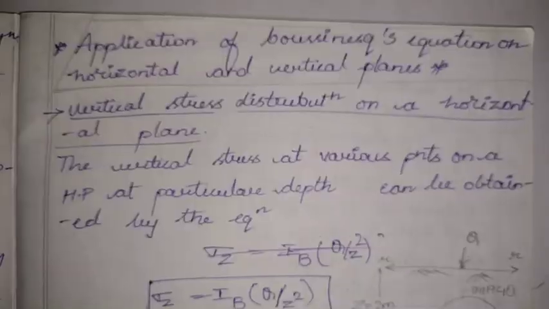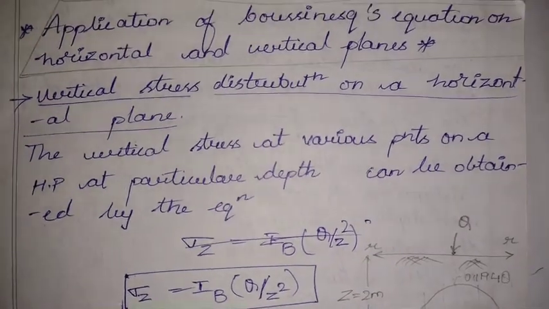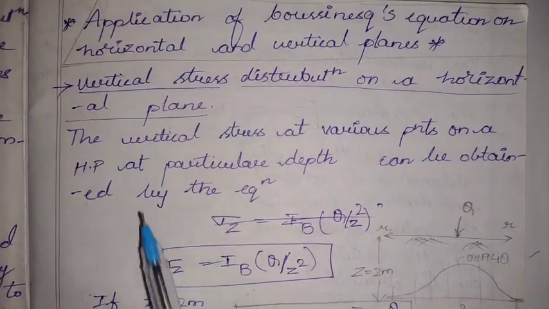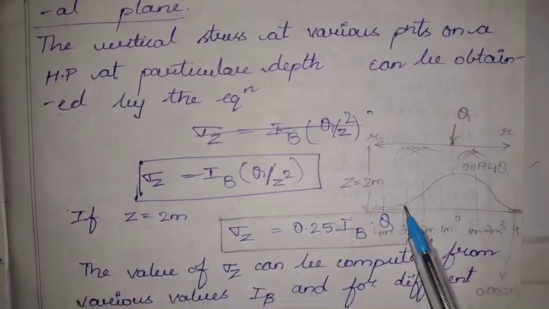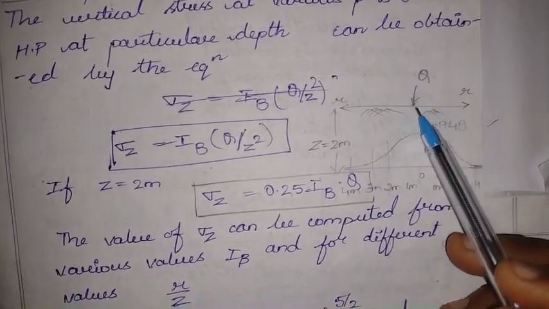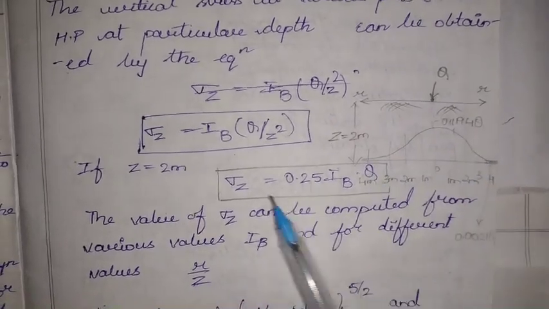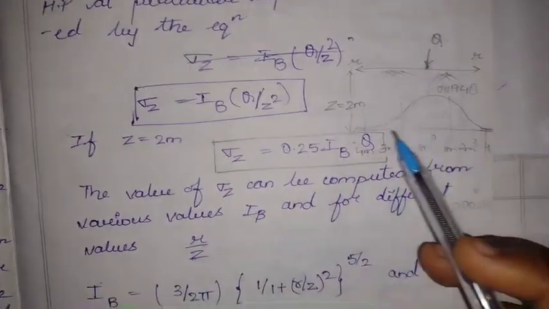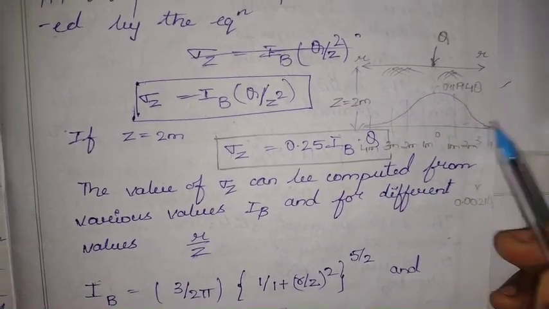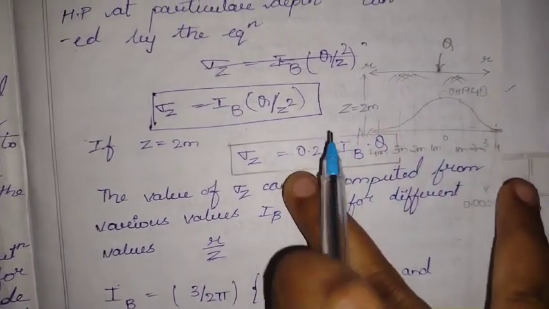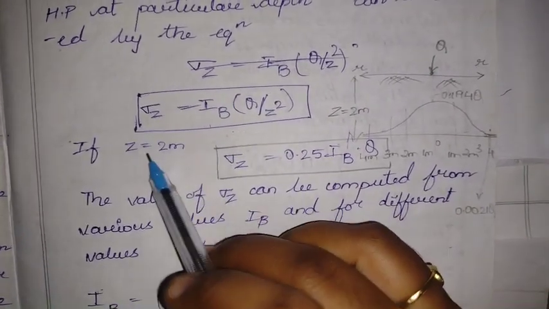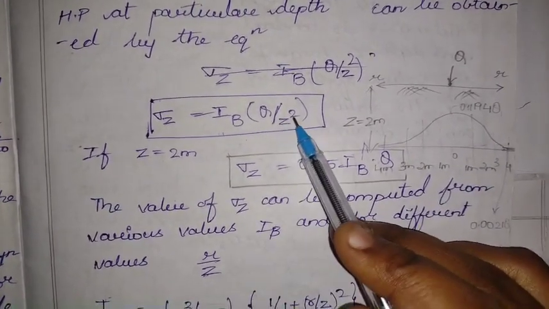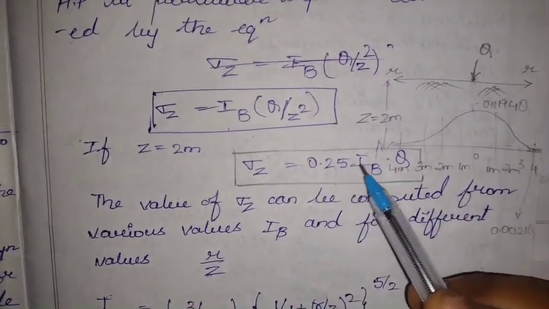Coming to the application of this, I'm also explaining how to solve a problem on this. So, application of Boussinesq's equation on horizontal and vertical planes. First, the vertical stress distribution on a horizontal plane. We are evaluating how the stress because of the applied load Q varies. Sigma z is equal to IB into Q by z squared. If z is 2 meters, whenever we take the variation of stress in a horizontal plane, the depth z is constant. So z squared is 4, and 1 by 4 is 0.25, so 0.25 IB into Q.